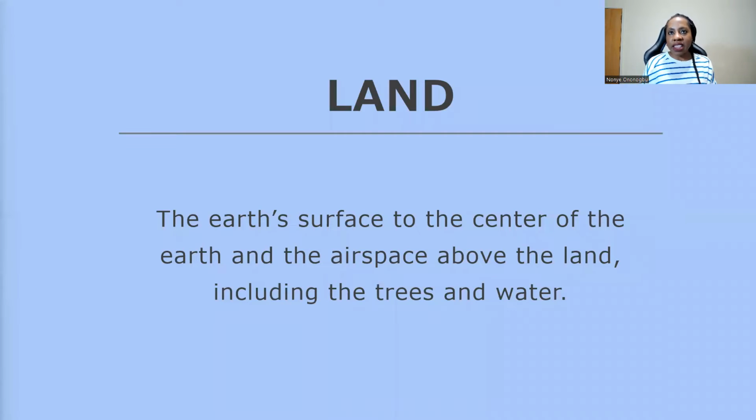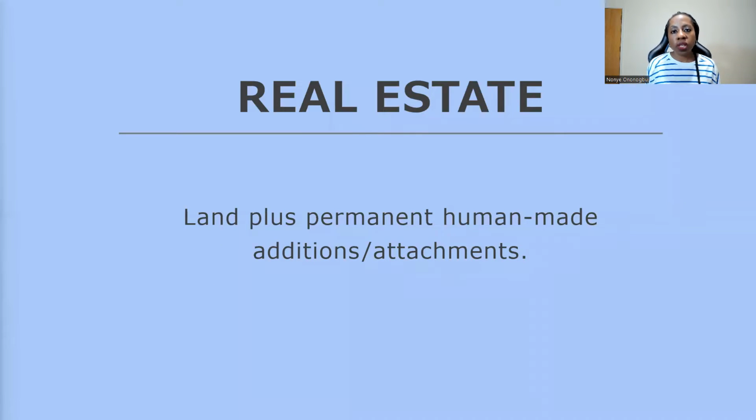First word is land. Now, land is the surface, anything going down, anything going up. So the Earth's surface to the center of the Earth, and then the airspace above, including the trees, water, and other natural things that you find attached as well. Real estate, on the other hand, is the land plus anything that we humans have attached to it. So think of your house, your sidewalk, your driveway, your fence, those things that we have attached to the land.